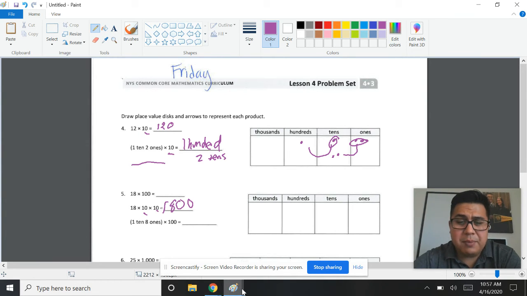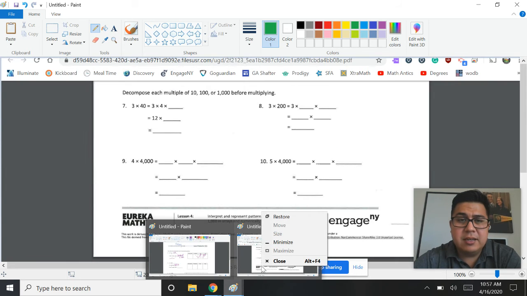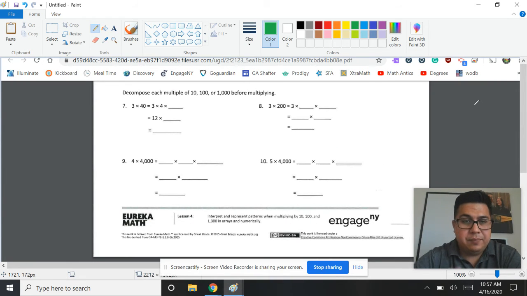Let's go ahead and look at the bottom of your Friday page. And it looks something like this. On number 7, it says 3 times 40 equals 3 times 4 times what? So let's take a look at the problem really quick and let's break it down, right? Sometimes when we see things we think it's so hard and complicated we want to give up already. Let's not give up. Let's take a look.